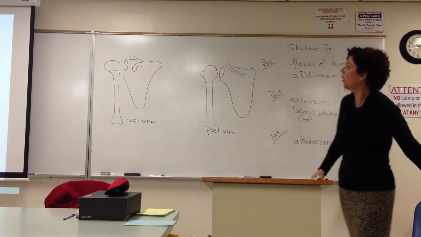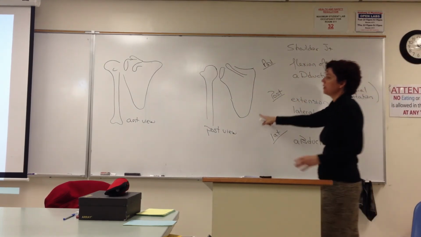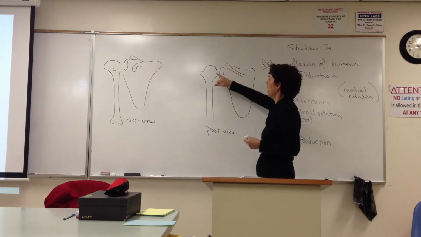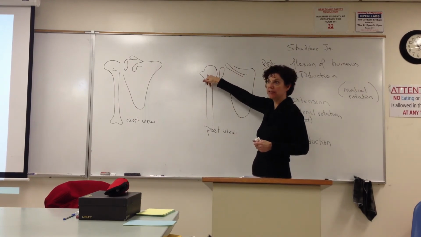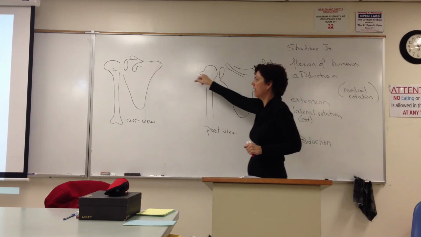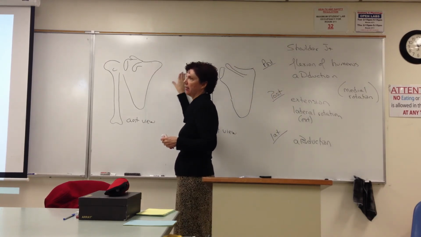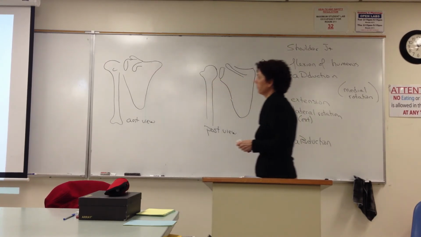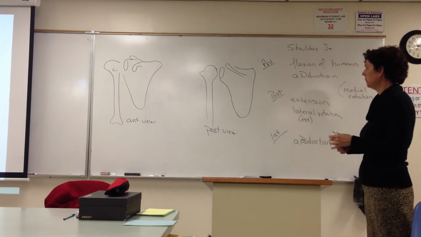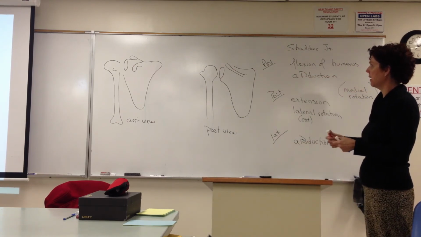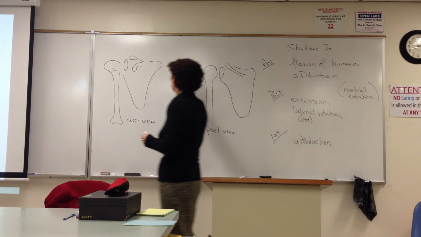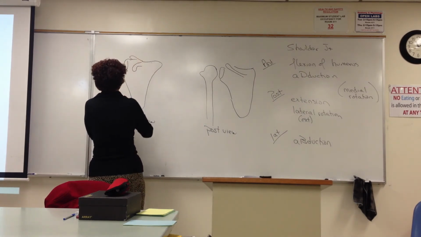Okay, so I've drawn the posterior view. This would be the spine, and I've taken off the lesser tubercle because it's a posterior view. And then I redrew the anterior view without the sternum. And for the first one that we need here, I still need to put the clavicle in.